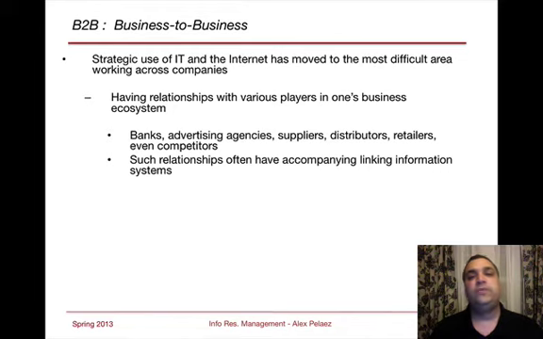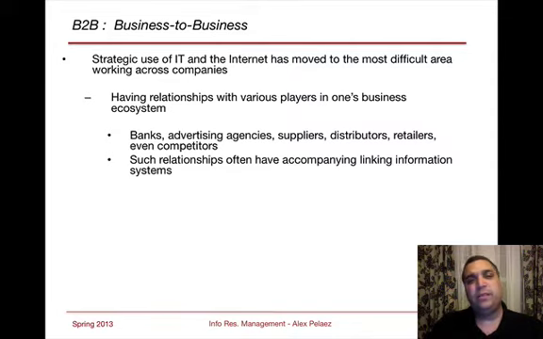So the strategic use of IT and the internet has moved to the most difficult area, the relationships with various players in one's business ecosystem. Banks, advertising agencies, suppliers, distributors, retailers, and even competitors. These relationships often have accompanying linking information systems.